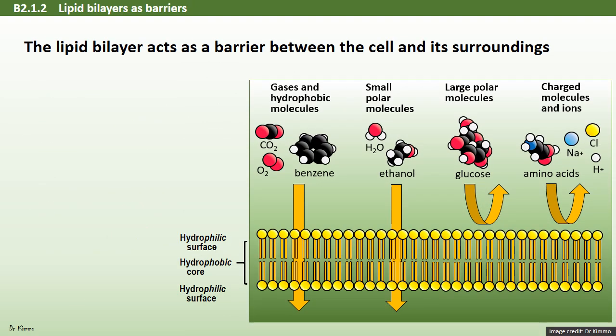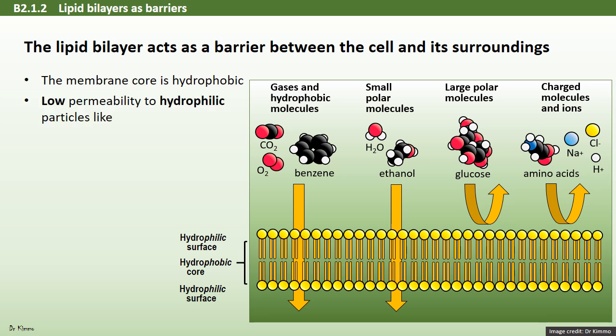The lipid bilayer acts as a barrier between the cell and its surroundings. Now you may remember that the membrane core is hydrophobic. It consists of fatty acids, and fatty acids do not dissolve well in water, so they are hydrophobic. The bilayer has low permeability to hydrophilic particles. Low permeability means that things do not easily go through. The bilayer does not easily let hydrophilic particles through, particles like large polar molecules, charged molecules, and ions.